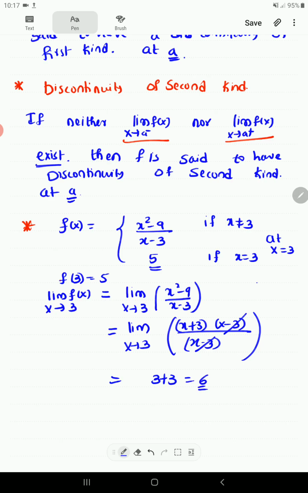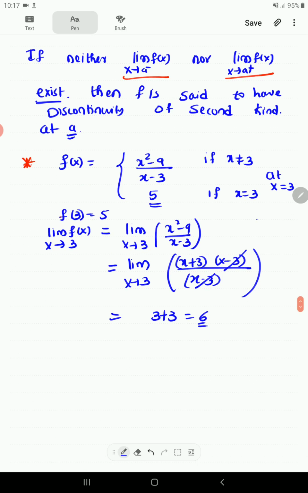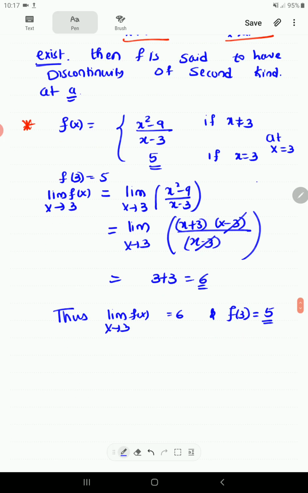Here if you observe, we have got the limit of f of x as x is tending to 3 is 6, and f at the point 3 is defined as 5. So both are not equal here, right? So the limit exists and the function at the point exists, but they are not equal, which is like a removable discontinuity.